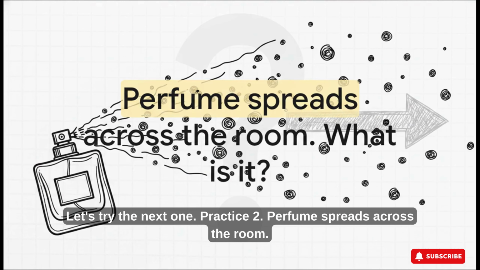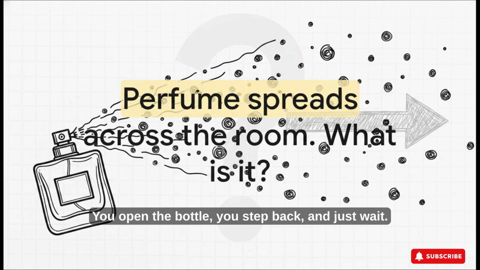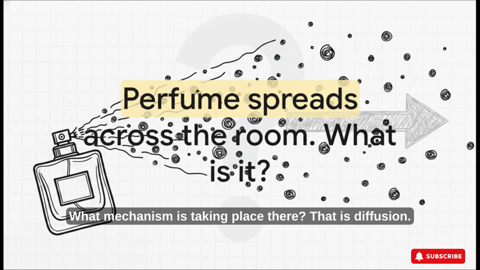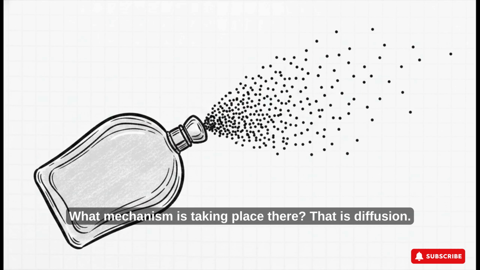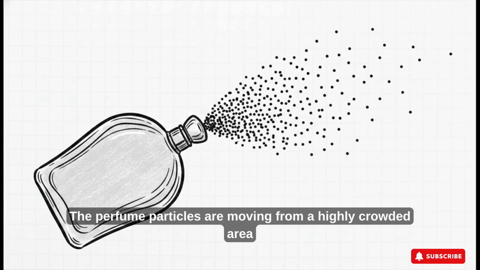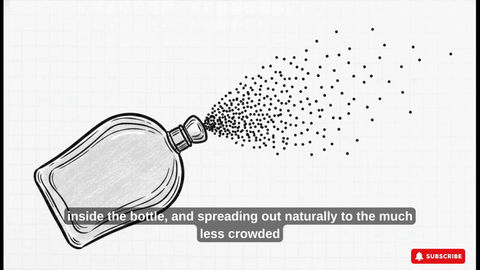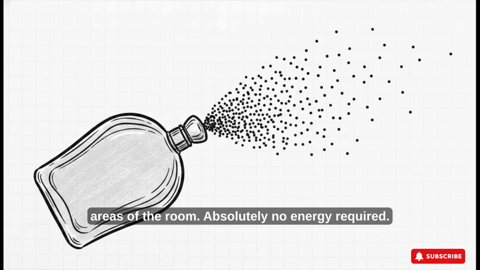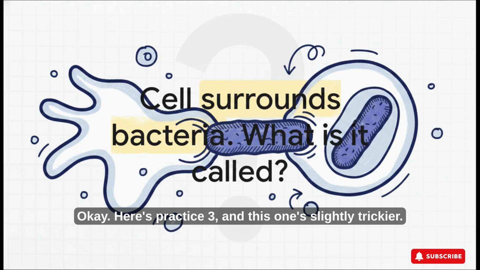Let's try the next one. Practice 2. Perfume spreads across the room. You open the bottle, you step back, and just wait. What mechanism is taking place there? That is diffusion. The perfume particles are moving from a highly crowded area inside the bottle and spreading out naturally to the much less crowded areas of the room. Absolutely no energy required.